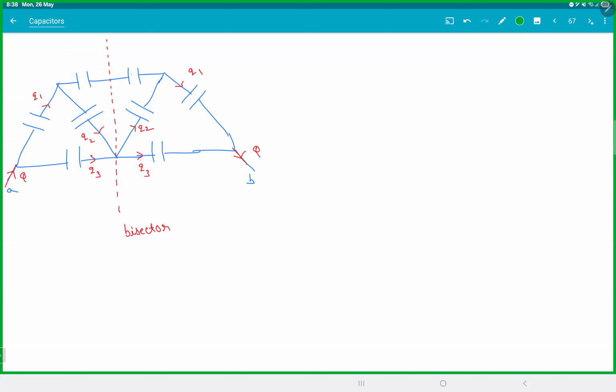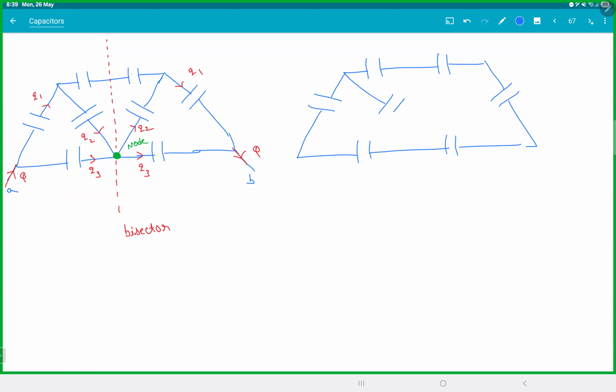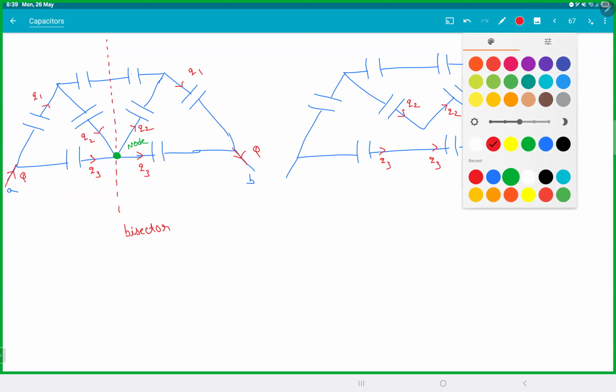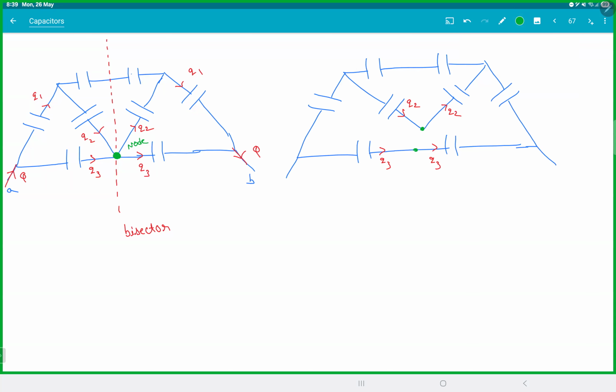So now if you notice this, look at this point here. Something interesting is happening at this node. That is a node on the symmetrical line. Did you see what happened there? If I remove that node, and now I look at the charge distribution, this branch will be Q2, this branch is Q2, this is Q3, and this is Q3. So now you tell me, if that node is removed, does this affect the charge flow?